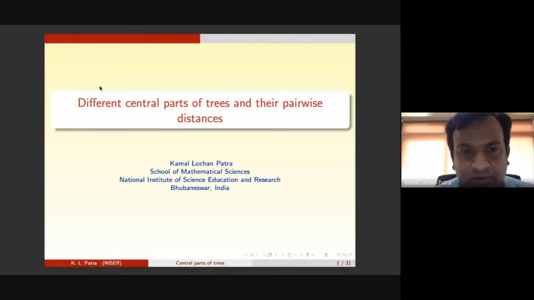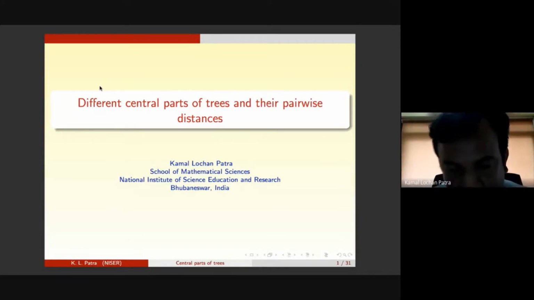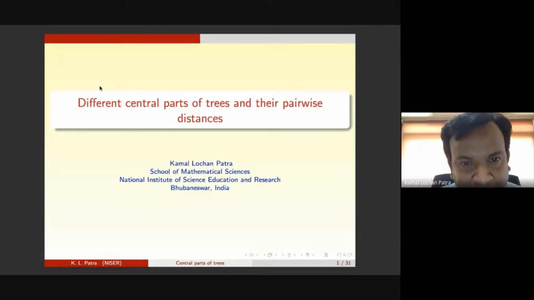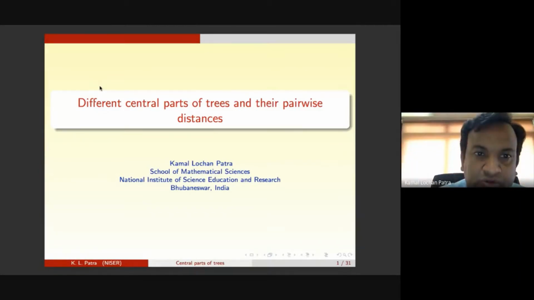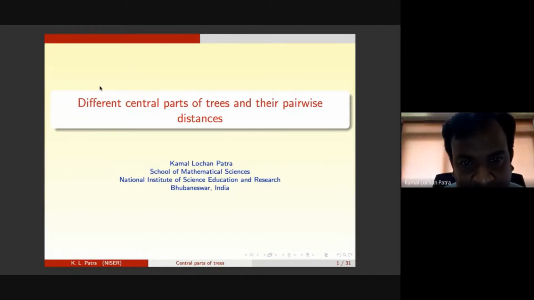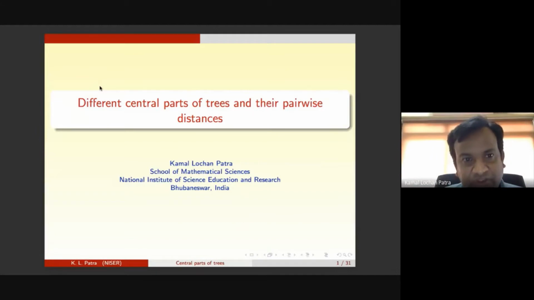In this talk, mainly I will first discuss the different central parts of trees, then concentrate on the problem: what exactly is the problem of the distance between different central parts of trees, and also discuss some results recently related to the problem I am going to discuss. So, as the title suggests, different central parts of trees and their pairwise distances.